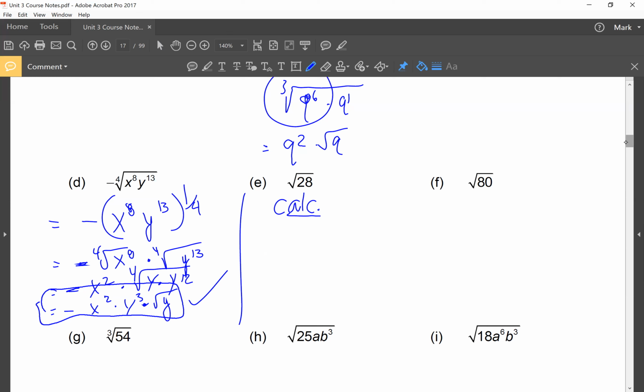Okay, so for E, E is lovely. I can just put this in on my calculator. So I'm going to go square root of 28. And then I get 2 root 7. If anybody's wondering where that comes from, you can change this to the square root of 4 times 7, which is where I get the 2 root 7.